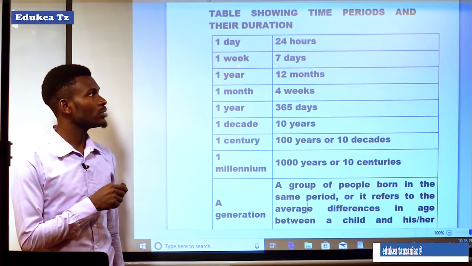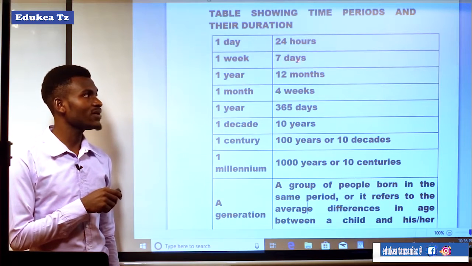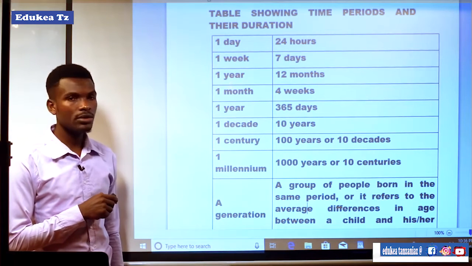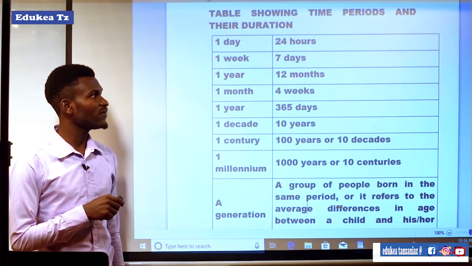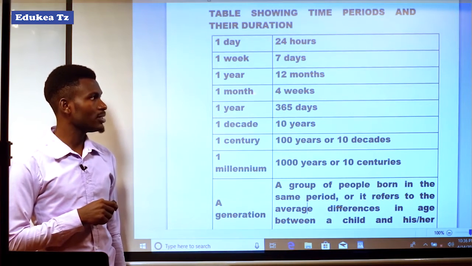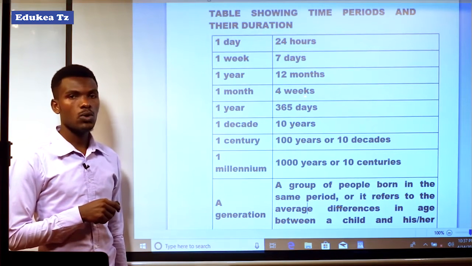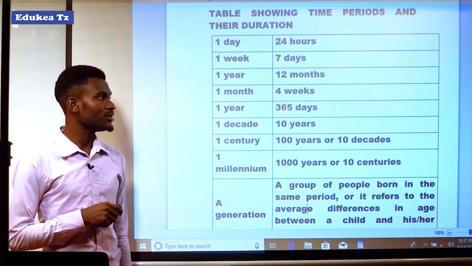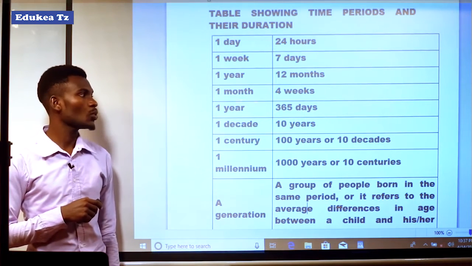And one week is equal to 7 days. So you have to take 7 days in order to complete a week. And one year is equal to 12 months. And one month is equal to 4 weeks. Also, a year has 365 days. 365 days is equal to 1 year.